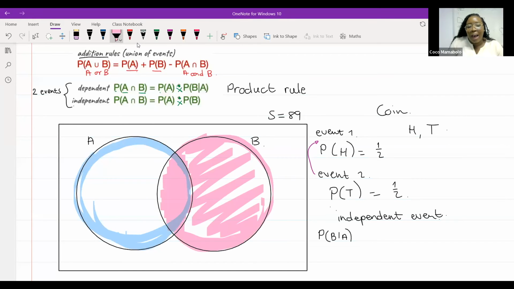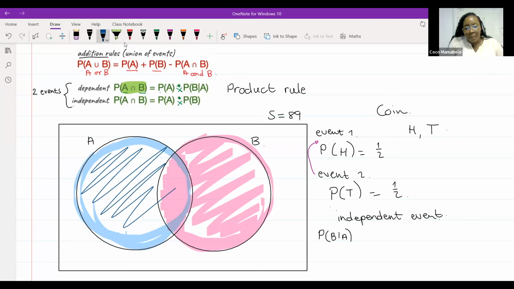So that is why when we are looking at a dependent event, we look at P of the intersection of A and B. The probability of A and B for a dependent event is going to be the probability of the A part times the probability of B, given that they overlap. They must overlap in order for there to be a conditional probability for both.